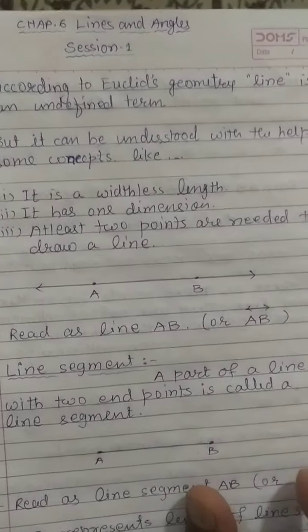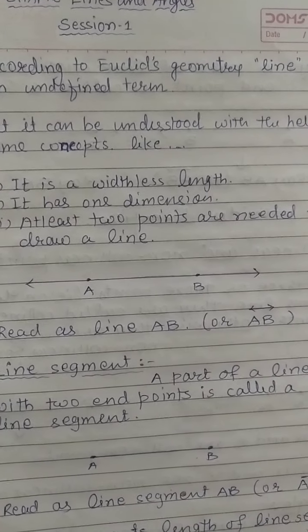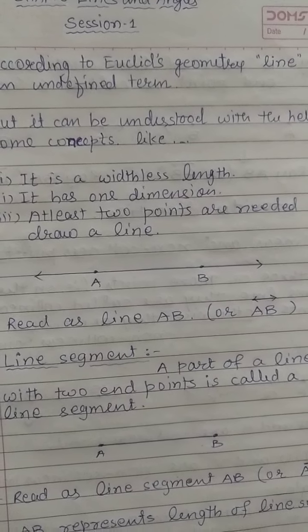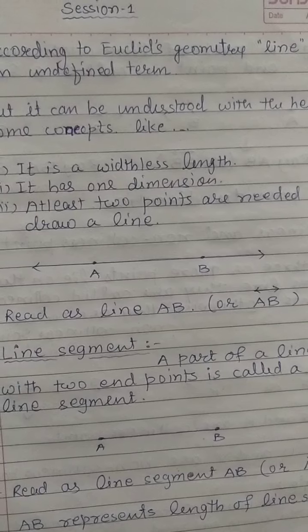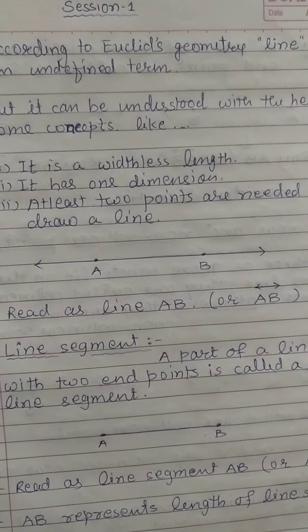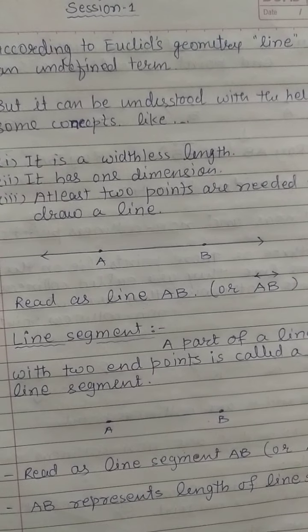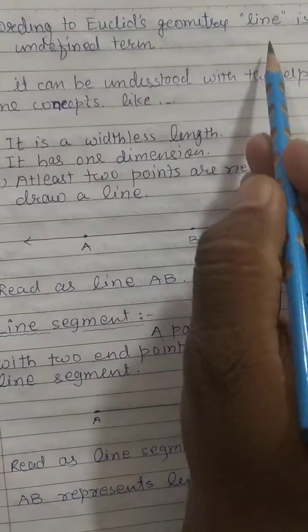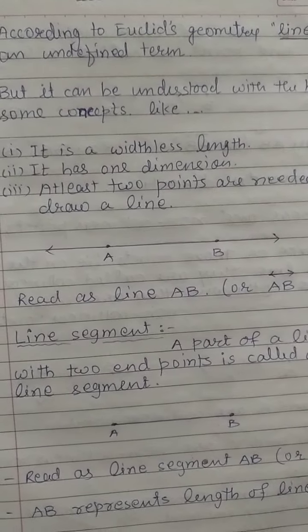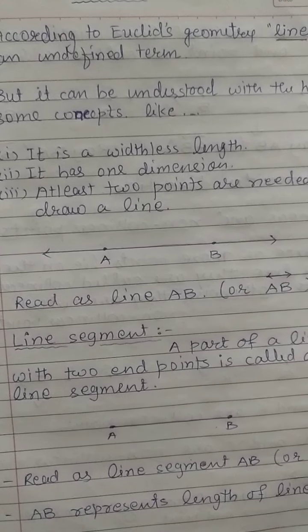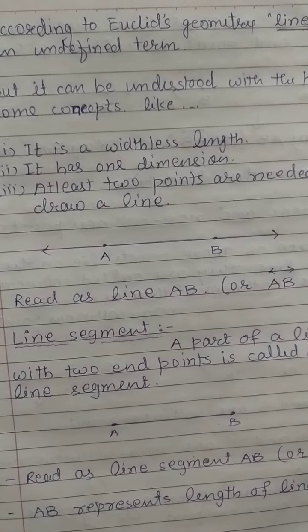As the name of the chapter suggests, lines and angles, right? First of all, what do we mean by lines and angles? We will take the introduction part of this topic. First of all, lines. You have studied Euclid's geometry. According to Euclid's geometry, line is an undefined term, right? It is said that line, point, surface, and solids are all undefined terms.